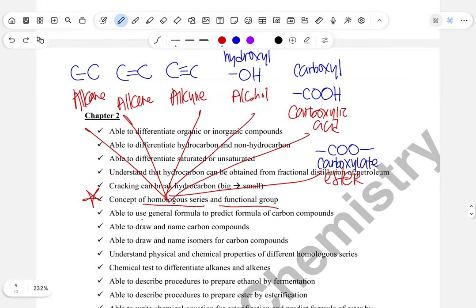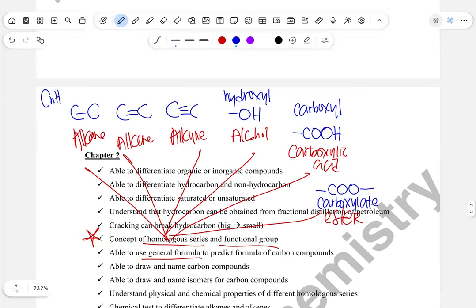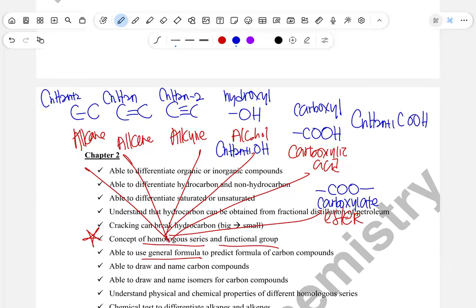Okay, next one, general formula. General formula can predict the substance. You see, alkane, CnH2n+2. Alkene, CnH2n. Alkyne, CnH2n-2. Alcohol, CnH2n+1OH. Carboxylic acid, CnH2n+1COOH. Ester, no need. See that? Directly, we can write out everything. So if you can write this, it means you have the idea. If you cannot, revise. Okay?